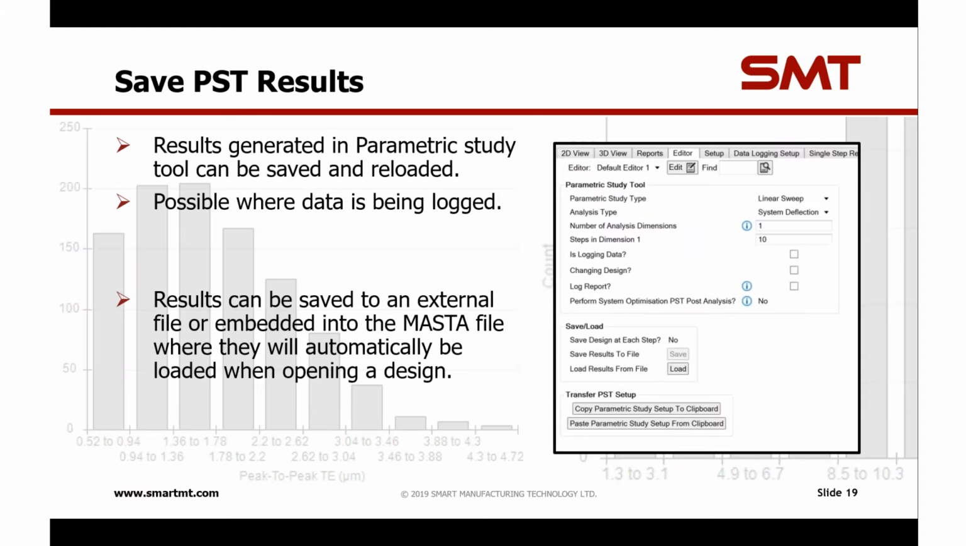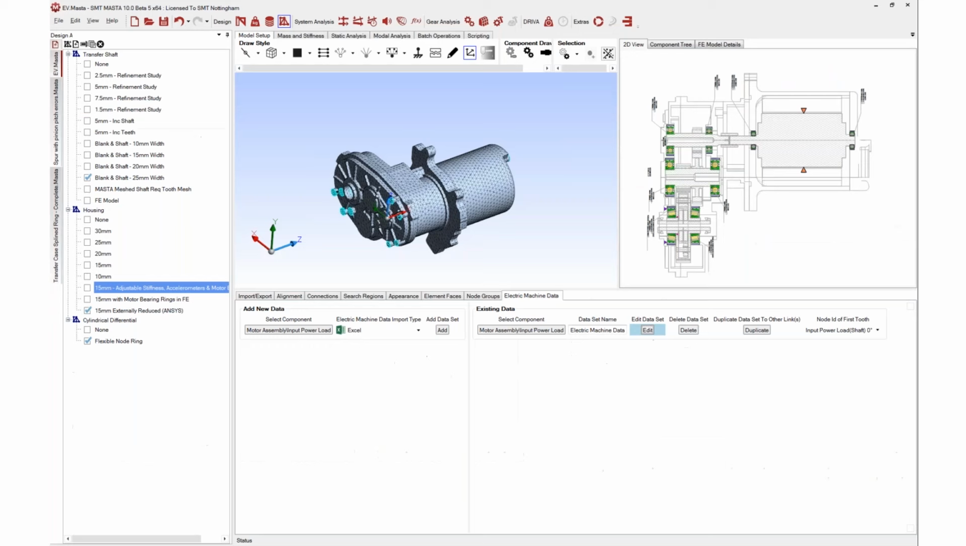And the very final thing I want to mention is the ability to save parametric study results. Results generated within the parametric study tool can be saved and reloaded. This is only possible when the data is being logged. The results are saved to an external file or embedded within the MASTA file, and will automatically be loaded when opening a design.